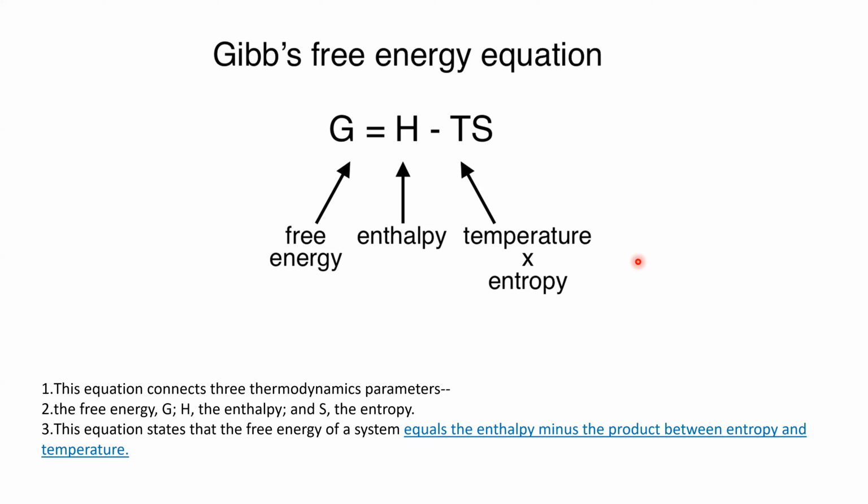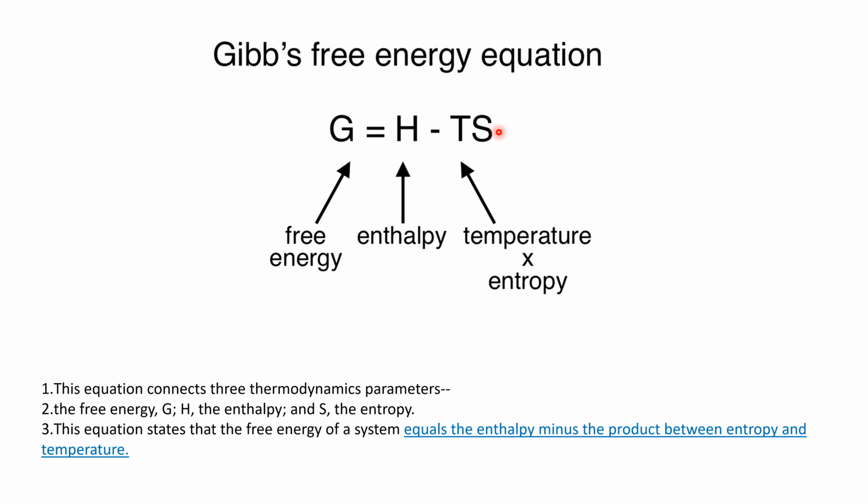So the first thing, you may be familiar from your basic chemistry courses, is a very famous equation and a very famous term, the Gibbs free energy equation, right? So this is: G is equal to delta H minus TS.